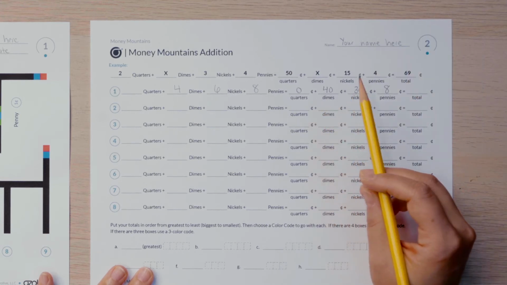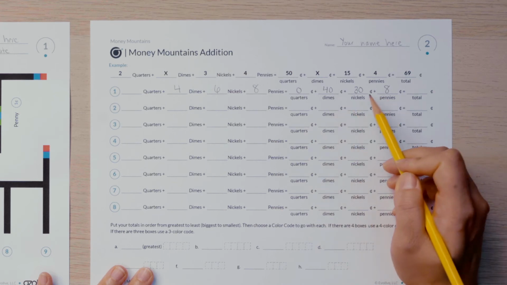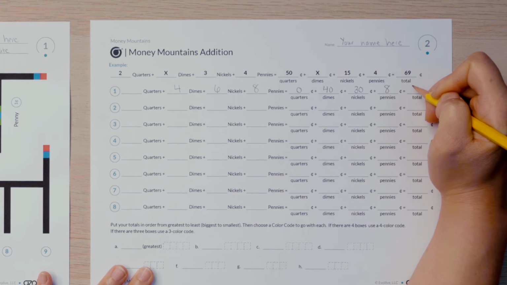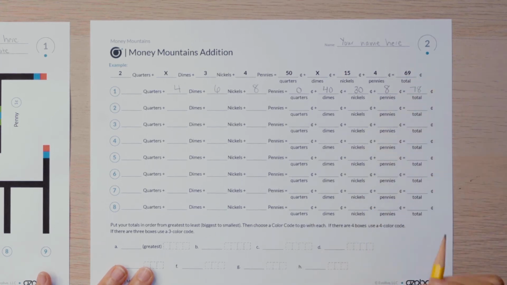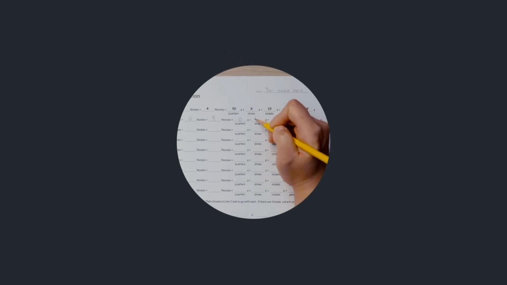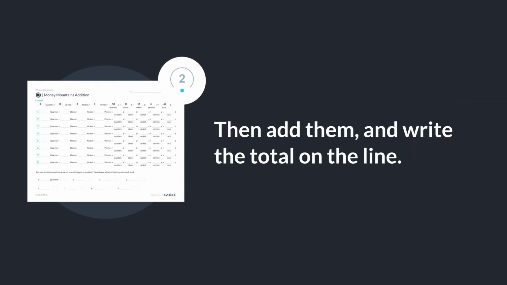Now I'll add all of those together. 0 cents plus 40 cents plus 30 cents plus 8 cents equals 78 cents total. Can you fill in number 1 with the number of cents each number of coins is worth? Then add them and write the total on the line.